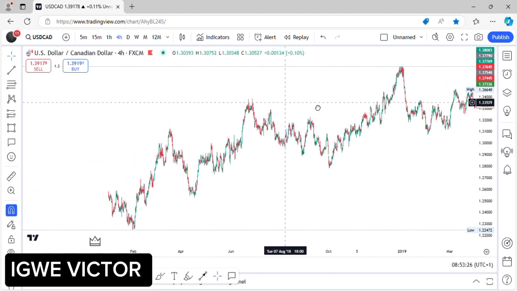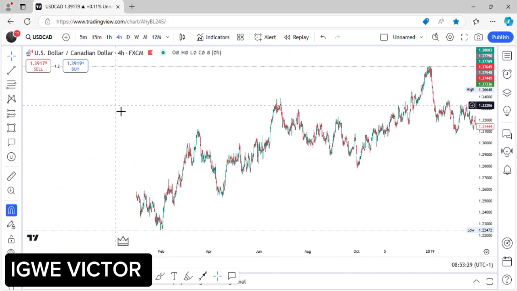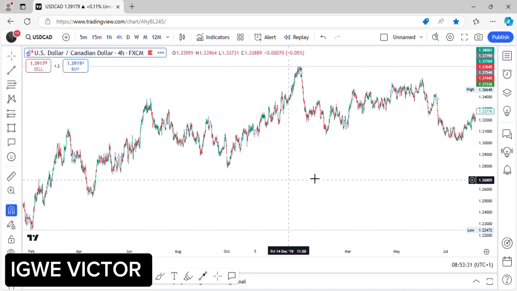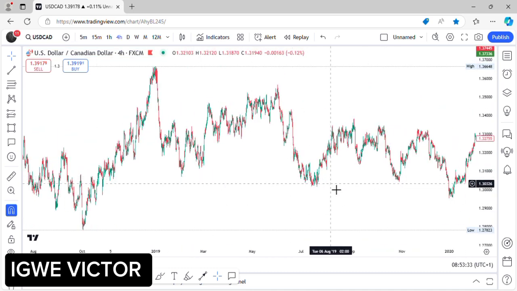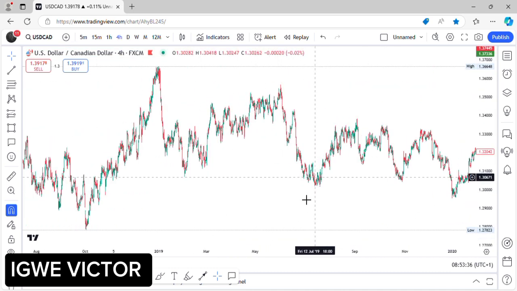No, this one is not very clear. Okay, I think my chart has ended. Let me just look for one and show you guys. So here, yeah, something like this. You can see.